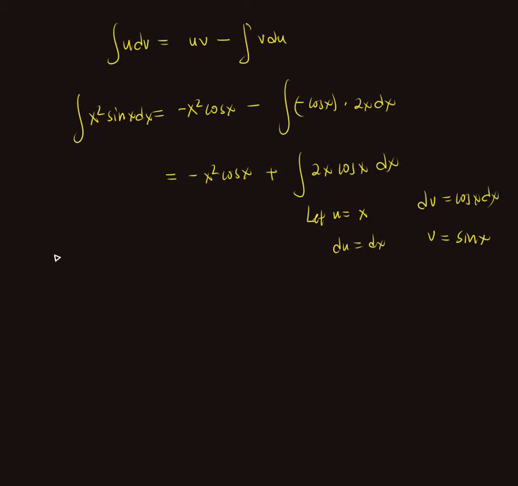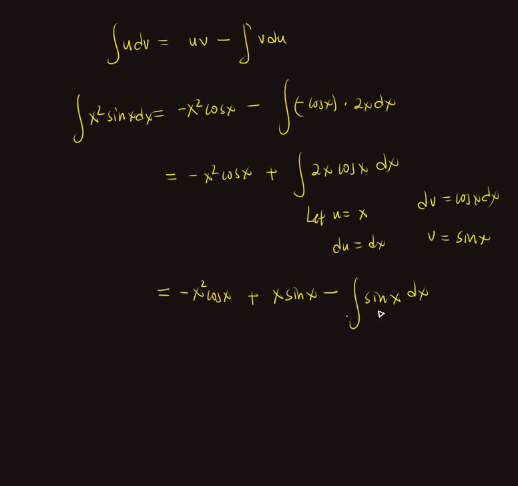So now let's substitute all these values here. So we have, this stays the same, minus x squared cosine of x, because we already integrated that part, plus, who is u? x. And who is v? Sine of x. So it's going to be x sine of x minus the integral of who is v? Sine of x. And who is du? It's just dx.